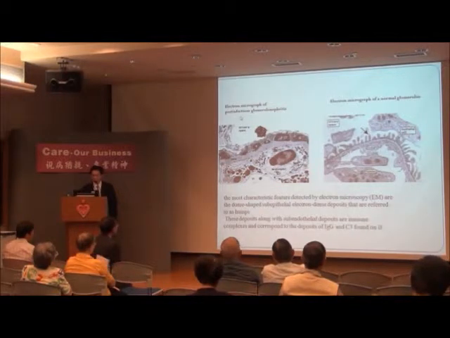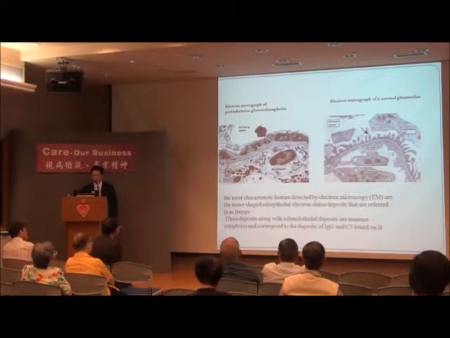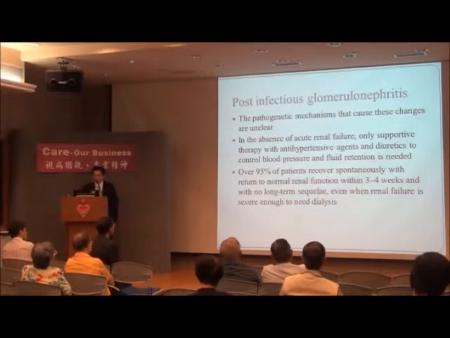If you take an EM of post-infectious glomerulonephritis, the most characteristic feature detected in the EM is the dome-shaped subepithelial electron-dense deposits that are referred to as humps. Actually, the pathogenic mechanism that causes these changes is unclear.